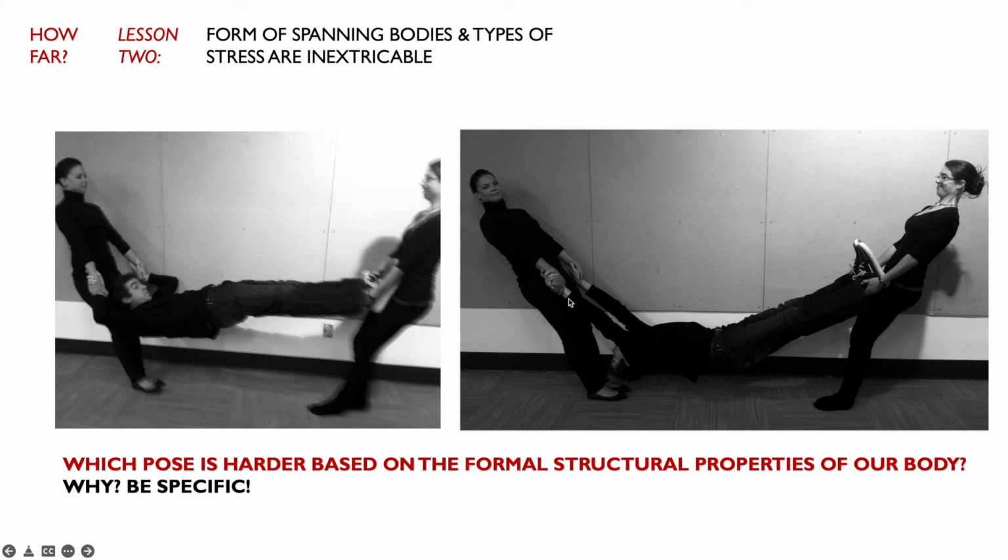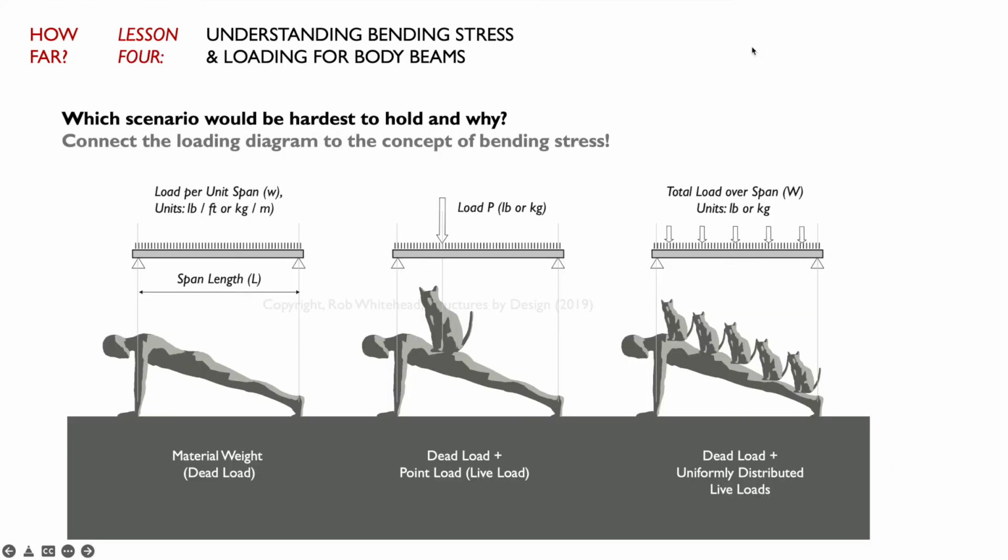So as Michael lays out in his intention here, and Dora and Lana both lean backwards, we're able to get full tension, and then they're compressed down. So understanding the bending stress and loading for beams and bodies, which scenario of these below would be hardest to hold and why? The reason I'm asking the question again is just to revisit this, because we want to try to connect a loading diagram, which of course we always do for buildings to show how forces move through a building, with the concept of bending stress.